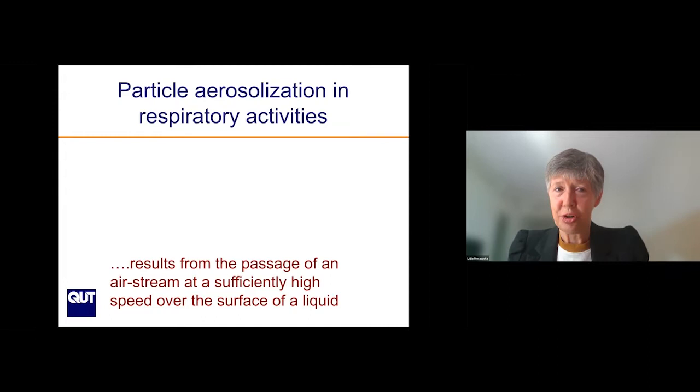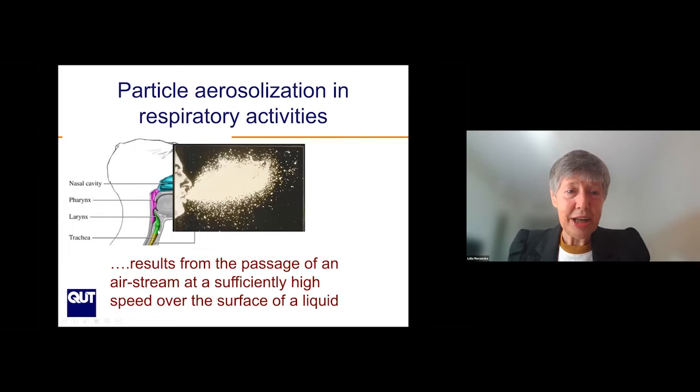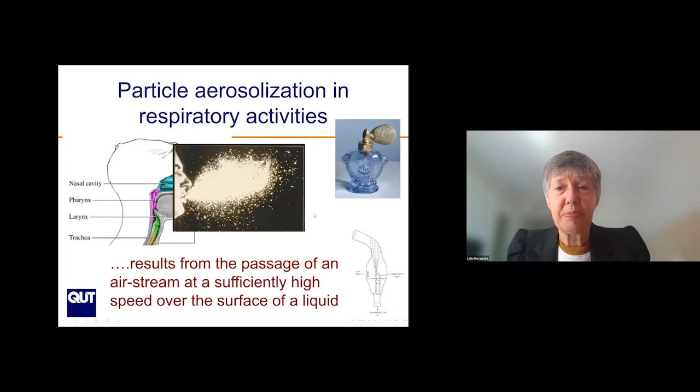So how are they aerosolized? How are they formed? If we start from the process of aerosolization, the definition is such. It results from the passage of an airstream of a sufficiently high speed over the surface of a liquid. Now, where is this airstream and where is the liquid? It is in different parts of our respiratory tract. From a very simplistic point of view, we can compare aerosolization to what happens in this old-fashioned perfume bottle or a nebulizer, which many of us use for many different purposes.